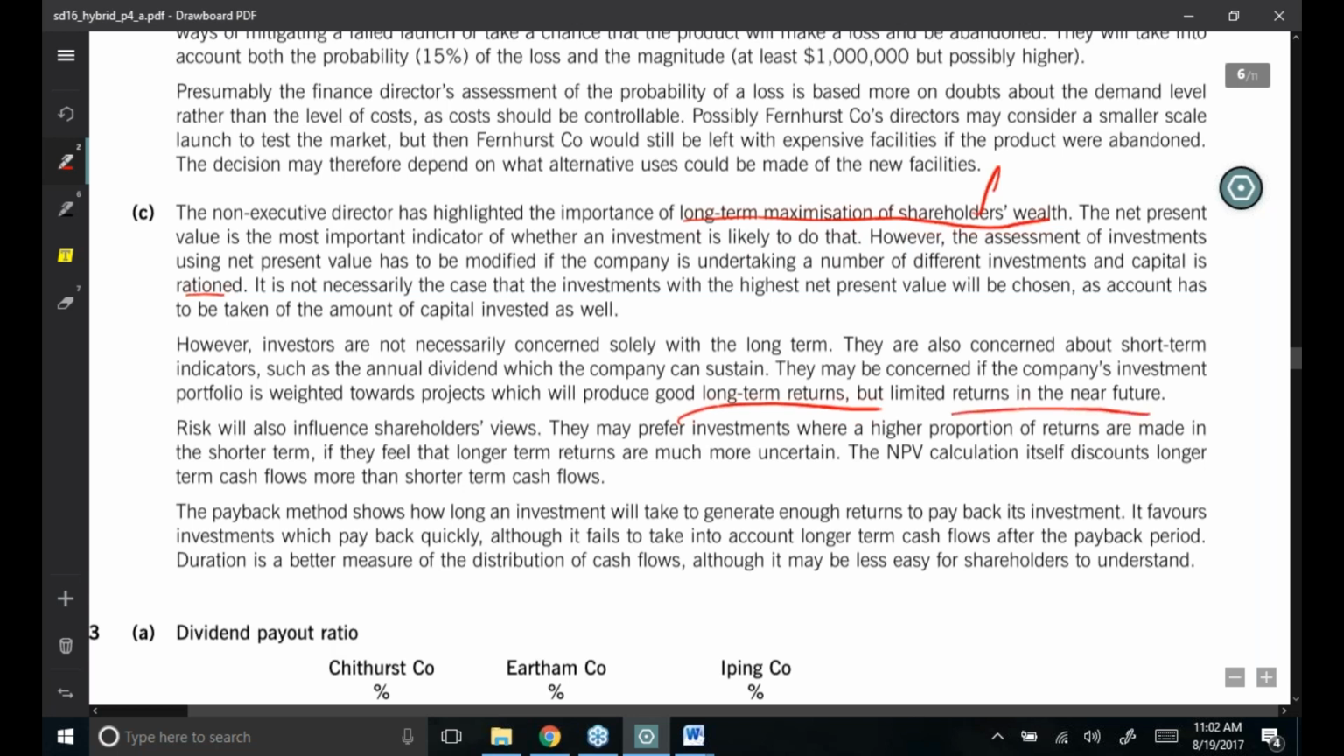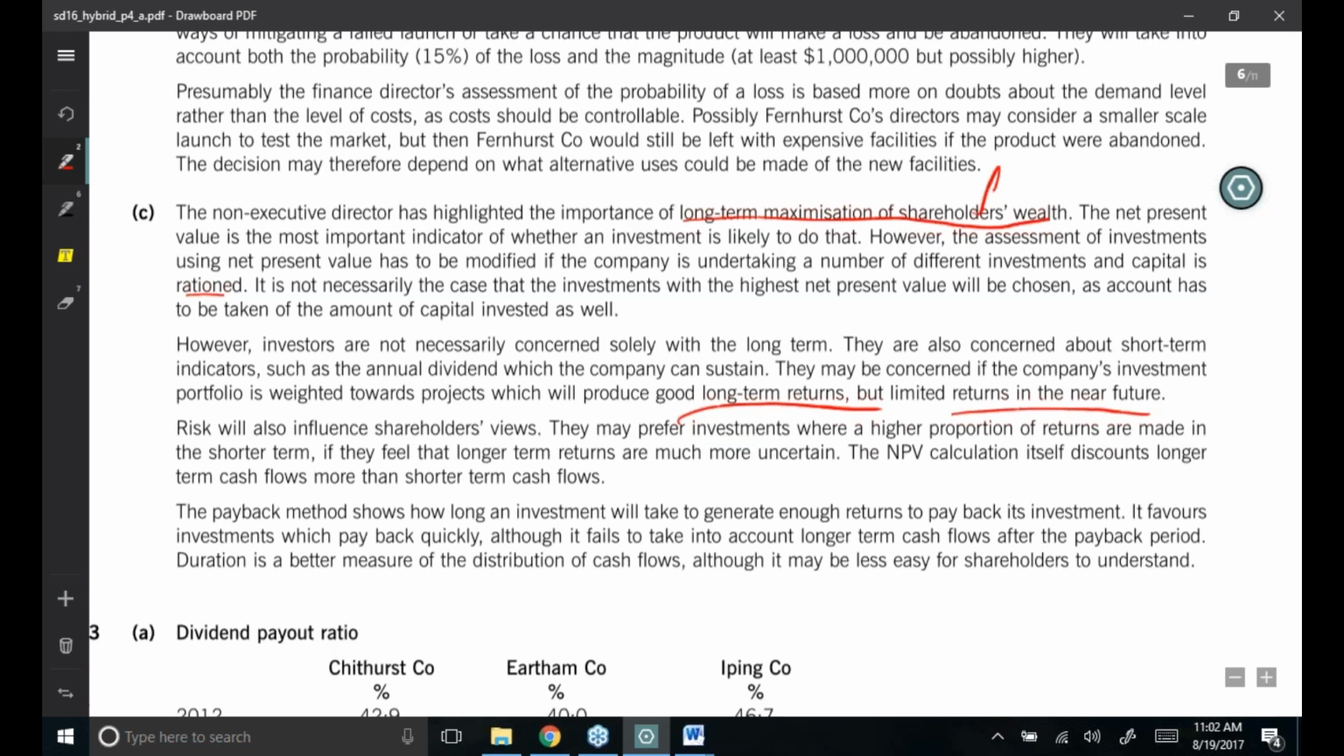Risk will influence shareholder views. They may prefer investment with a high proportion of return on weight in the short term if they feel that long-term returns are much more uncertain. So it totally depends.